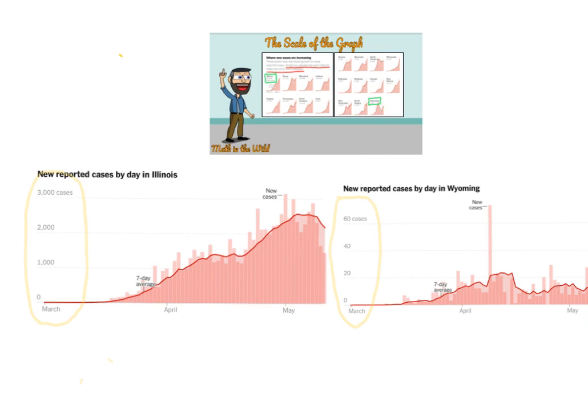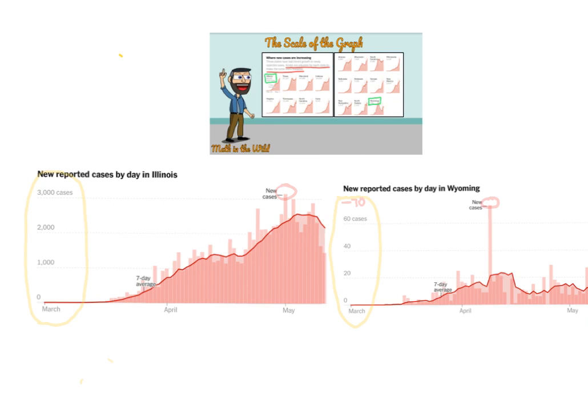In Illinois, the number of new cases each day at its peak right here was right around 3,000 cases. So that means in one day there were about 3,000 new cases, a little bit more, you can see. Whereas the peak in Wyoming came on this one day up here, that's just around 70. I imagine that's around 70 cases if I'm using the scale for Wyoming. That is a really big difference. So you can understand why they may have chosen to use different scales here.